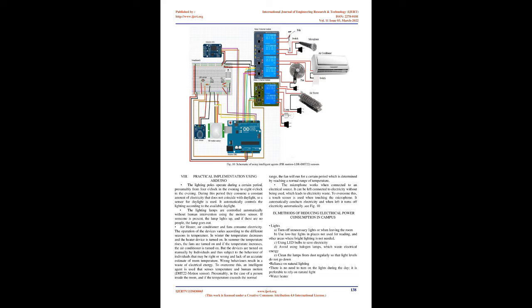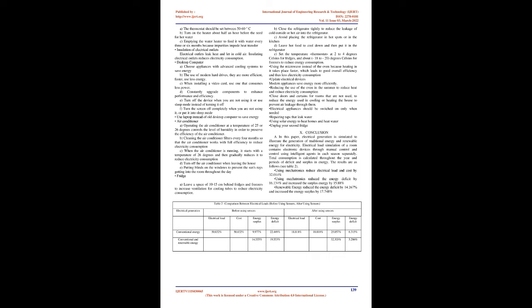Wrong behaviors result in a waste of electrical energy. To overcome this, an intelligent agent is used that senses temperature and human motion, DHT22 motion sensor. Presumably, in the case of a person inside the room, and if the temperature exceeds the normal range, the fan will run for a certain period which is determined by reaching a normal range of temperature.